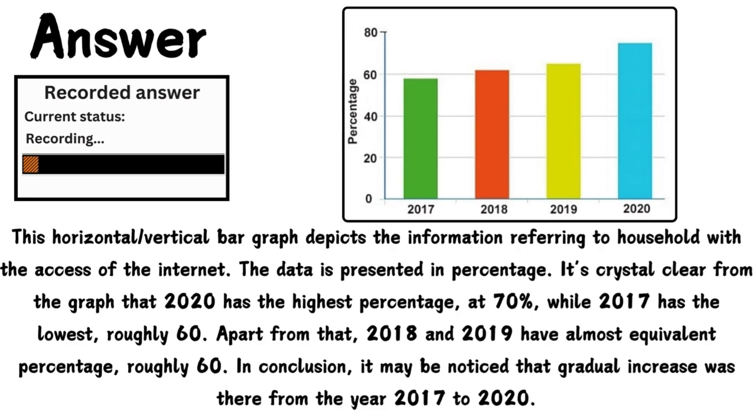This bar graph depicts the information referring to households with access to the internet. The data is presented in percentage. It's crystal clear from the graph that 2020 has the highest percentage, at 70%, while 2017 has the lowest, roughly 60%. Apart from that, 2018 and 2019 have almost equivalent percentages, roughly 60%. In conclusion, it may be noticed that there was a gradual increase from the year 2017 to 2020.